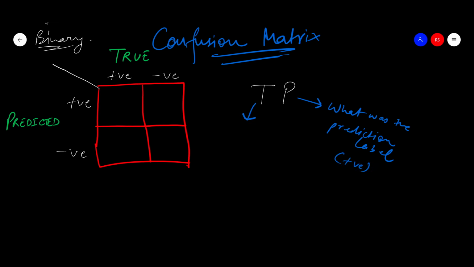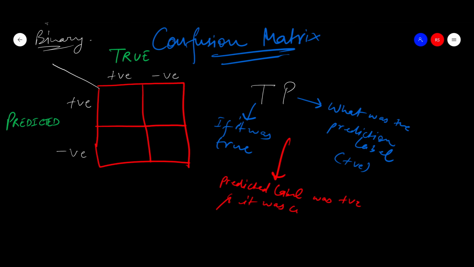The first letter shows whether it was true, right? So to sum it up, true positive means that the predicted label was positive and it was correct as well, or in other words it was true as well, as we have seen up here. It is simple, right?